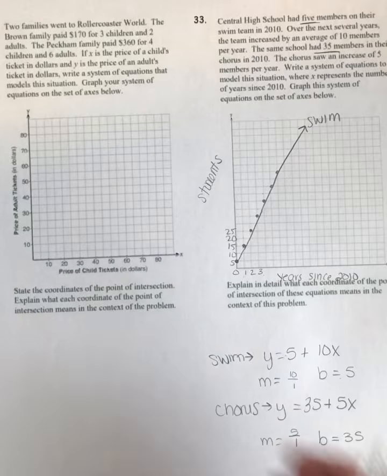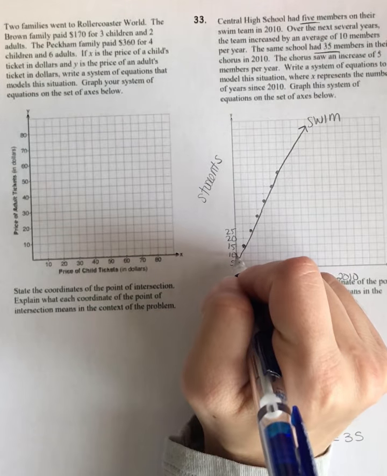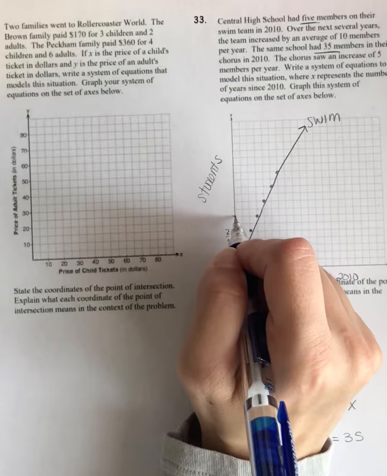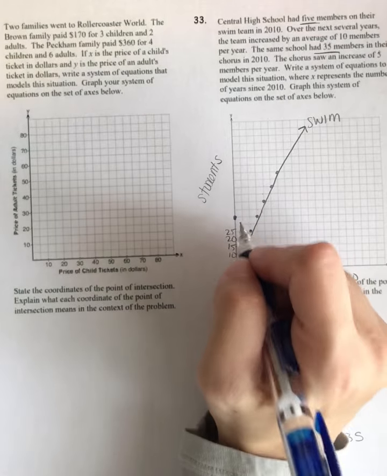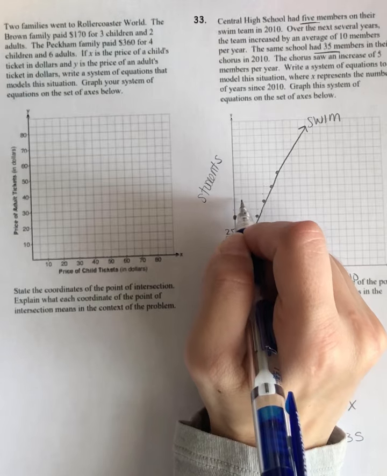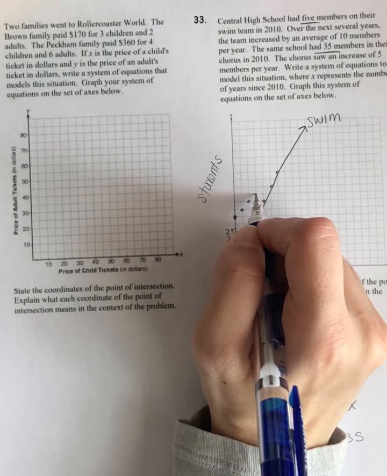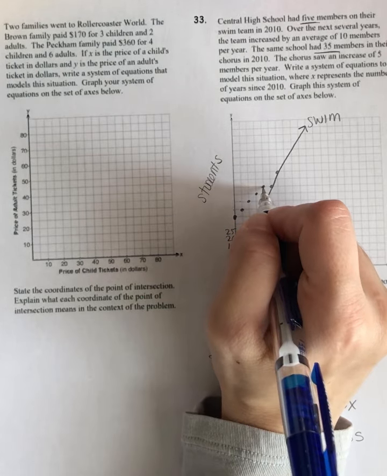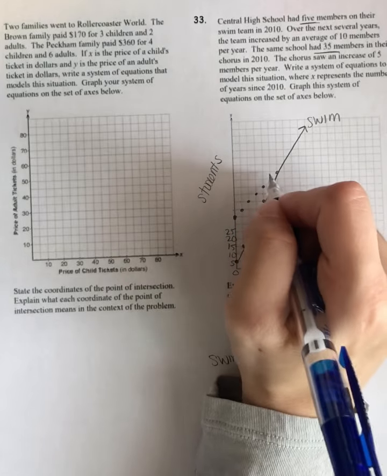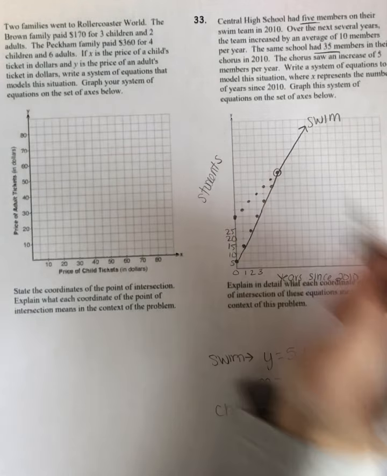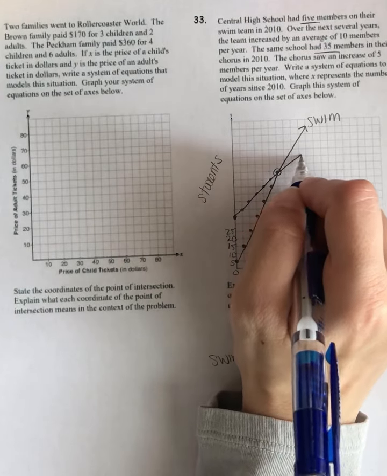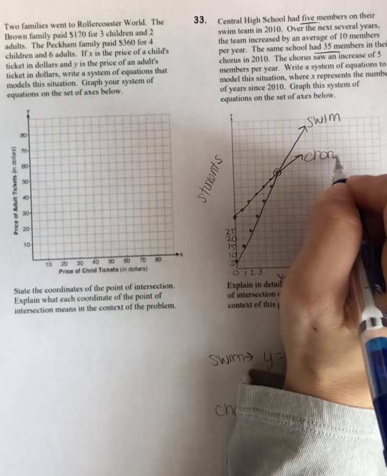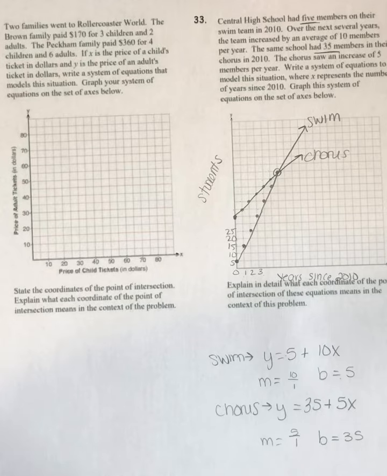Then when I do chorus, I'm starting out at 5, 10, 15, 20, 25, 30, 35. They're only going up by 5 and over 1. So up 5 over 1, up 5 over 1, up 5 over 1, up 5 over 1, up 5 over 1. Oh, look at that. Perfect, the last point that I had plotted. So I'm going to connect that and call that chorus. So that was all I had to do for the top part of the directions. It just said to graph it.